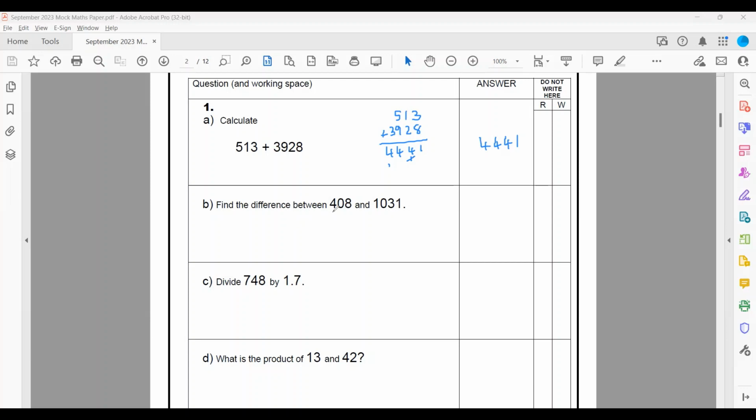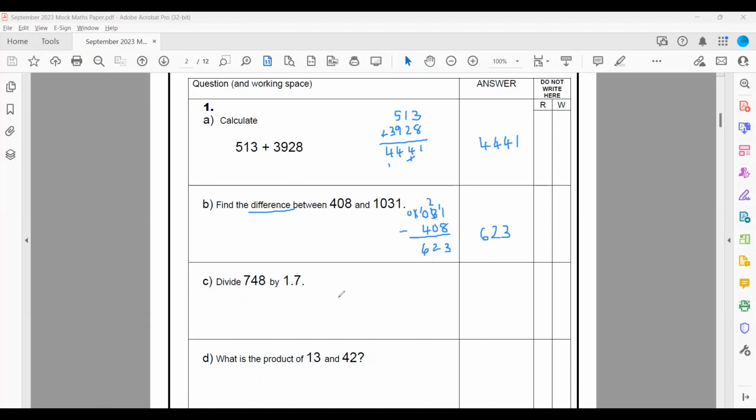Find the difference between 408 and 1031. When we're finding the difference, we're doing a subtraction. So again, 1031 minus 408. And remember, with these questions, if you have time at the end, you can go back and do the inverse to check your answers are correct. 1 take away 8 we can't do, so we're going to exchange with the next column. 11 take away 8 is 3. 2 take away 0 is 2. 0 take away 4 we can't do, so we're going to exchange, and 10 take away 4 is 6. So that gives us 623.